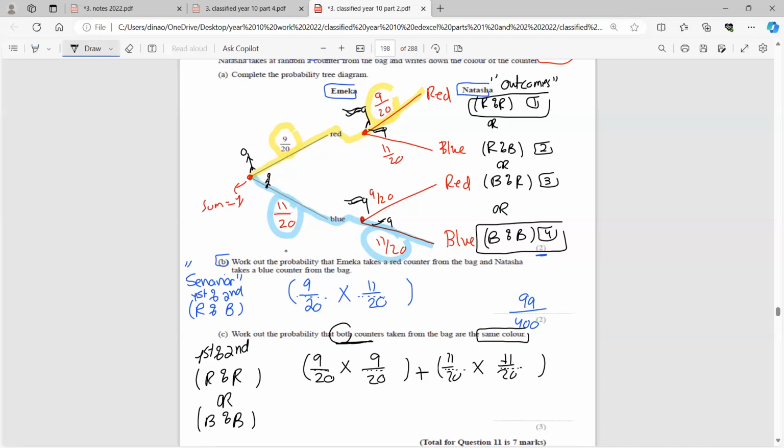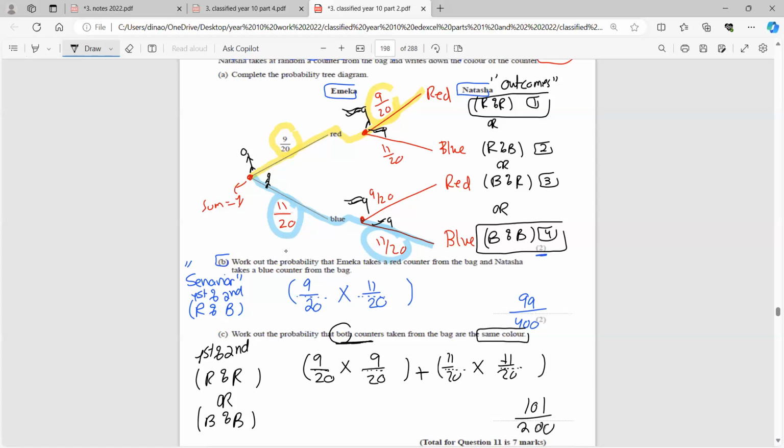And then I just place it on the calculator: 9 over 20 multiplied by 9 over 20 plus 11 over 20 multiplied by 11 over 20. And then I'll get an answer of, in simplest form, 101 over 200.